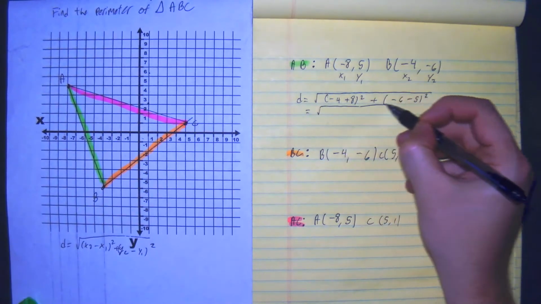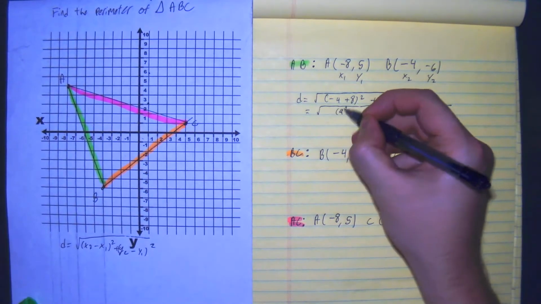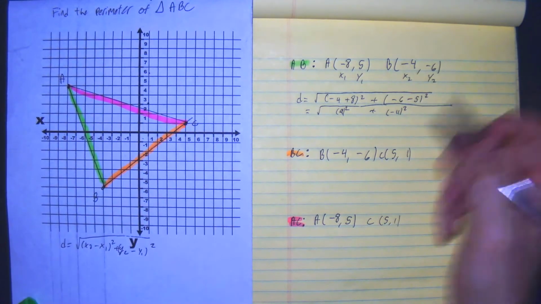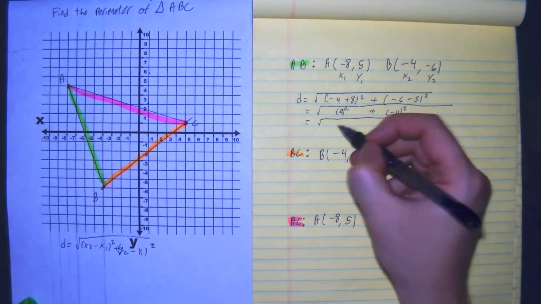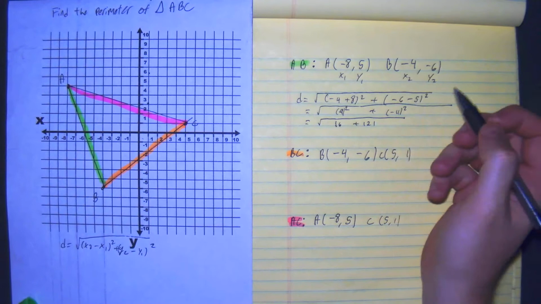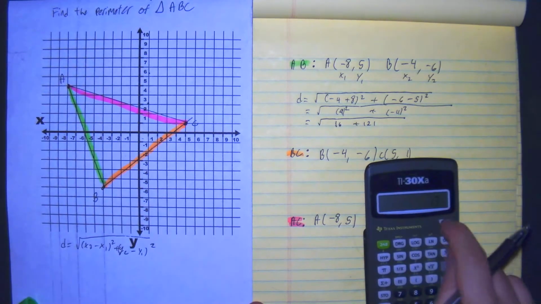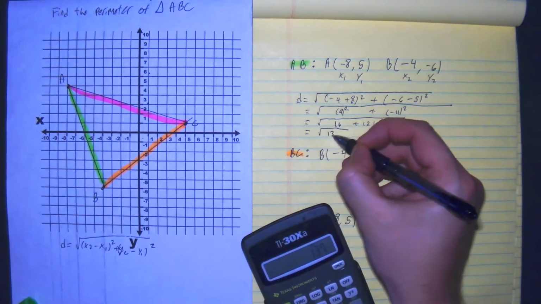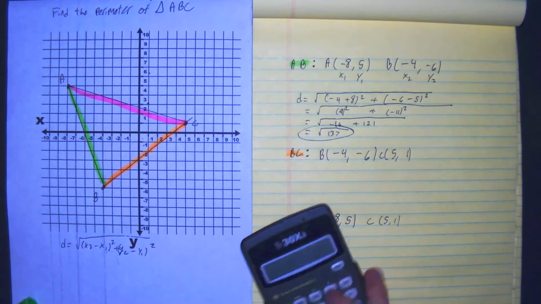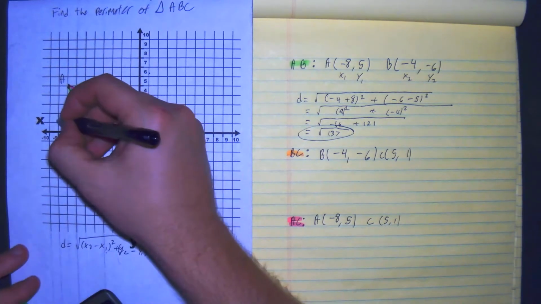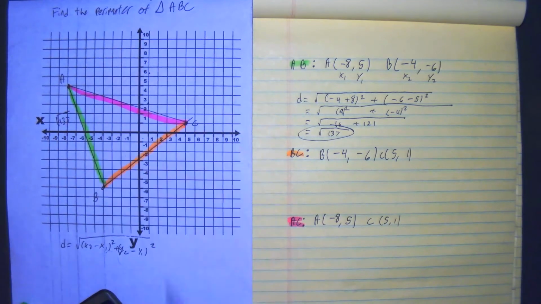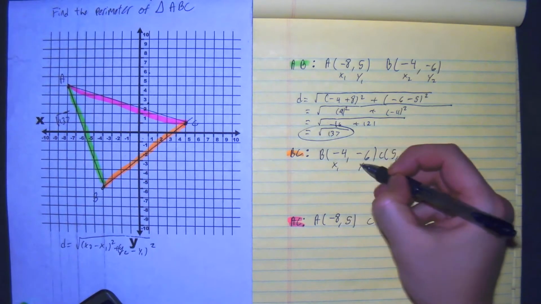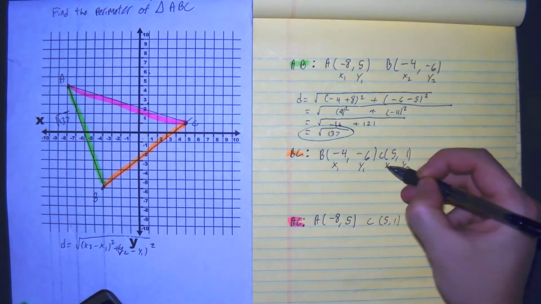This would be equal to the square root of 4 squared plus (-11) squared. You get the square root of 16 plus 121, which equals the square root of 137. We'll just keep it like that for now, and just keep yourself organized. Put that 137. We're going to do the same thing here: x1, y1, x2, y2.